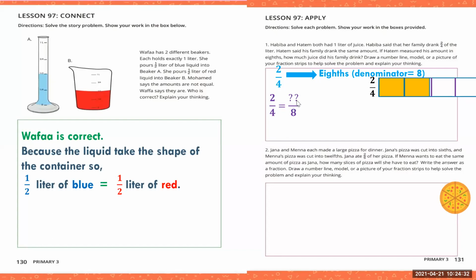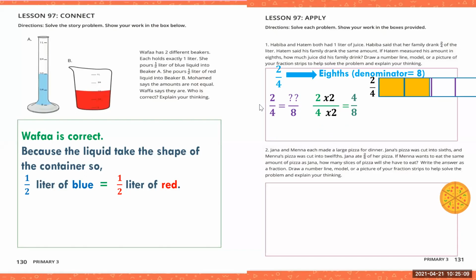Okay, so what did we do here? 4 became 8. We multiplied or divided? We increased or decreased? Yes, it's increasing. So we multiplied by 2. Great. So, we will multiply by 2, up and down, to make the denominator 8. So, 4 times 2 equals 8, and here 2 times 2 equals 4.